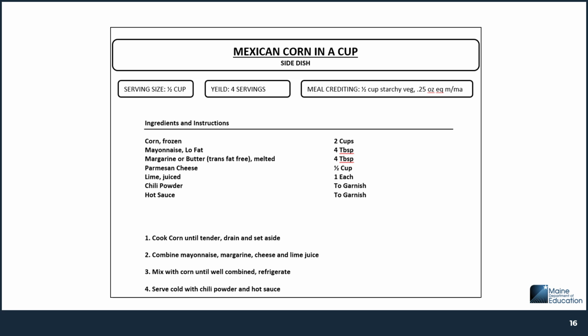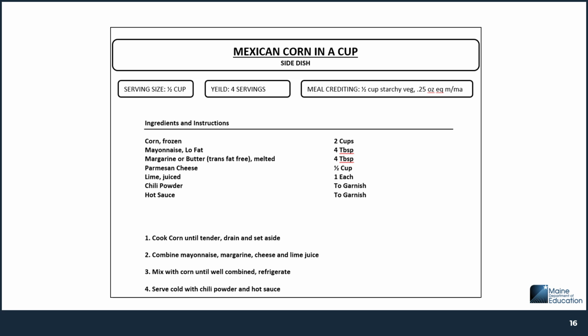So now we're going to take all of that information and we're going to put it in a standardized recipe format. I have changed the corn on the cob to frozen corn because that is probably what is going to be used in high volume settings. You can see that we have our serving size set for half a cup. This recipe will yield 4 servings. It credits for a half cup starchy veg and a 1/4 of an ounce equivalent meat alternate. I have made the adjustment from cotija cheese to Parmesan cheese because that is more commonly found in school nutrition programs. And we have included all of our instructions on how to prepare this recipe.